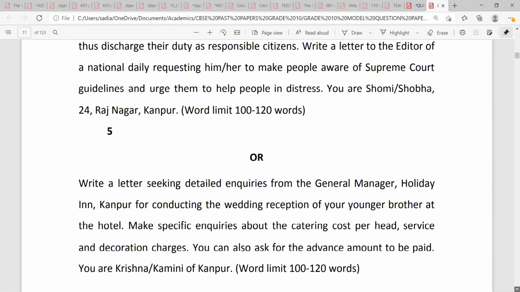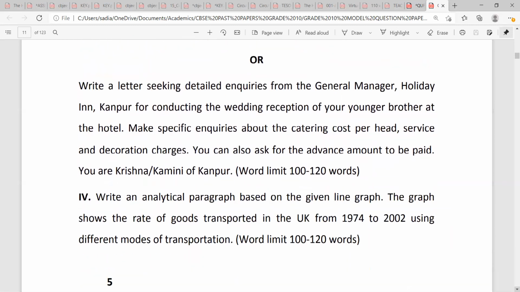So 5 marks. This is the second option. When you're practicing, kindly practice both kinds of questions. This is a letter of inquiry.